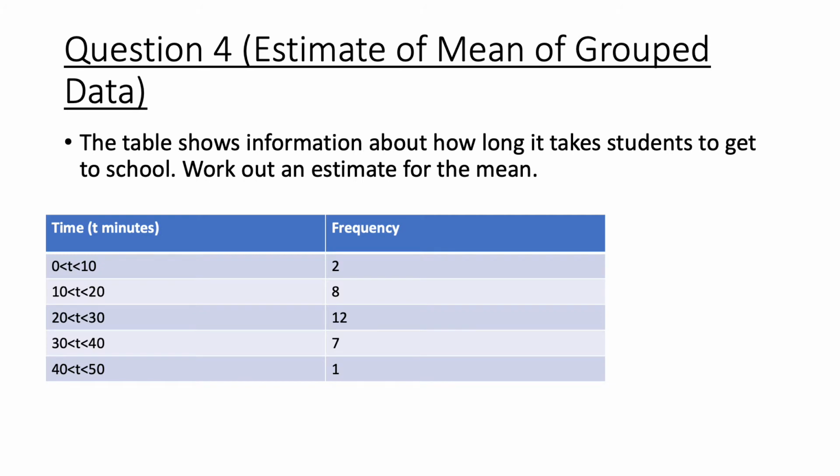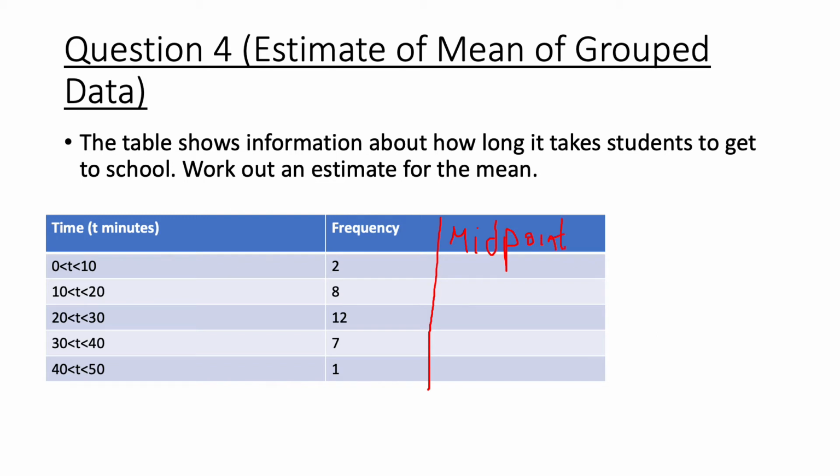Right, guys, question number 4. So the table shows information about how long it takes students to get to school. Work out an estimate for the mean. So this is looking at grouped data, guys. Now, the way this works is, I've got the group data here, and I've got the frequency. I've got to add on 2 extra columns. So I'm going to put a column called midpoint.